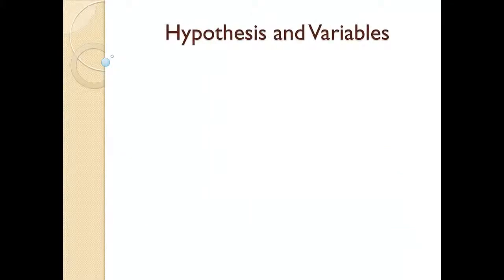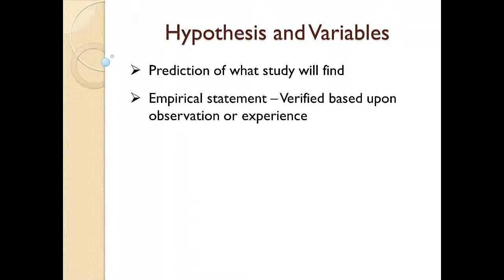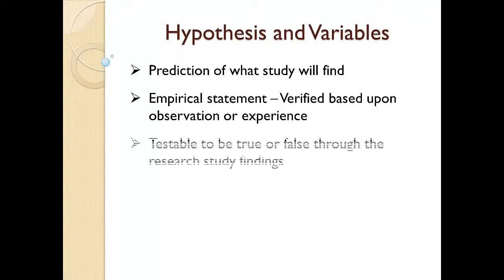Before we jump into our first example, I think it is important to understand the relationship between variables and hypothesis statements. A hypothesis is a prediction of what we believe the study will find, or put another way, the answer to the research question. A hypothesis is an empirical statement that can be verified based upon observation or experience. Finally, a hypothesis is testable to be true or false through the research study findings.